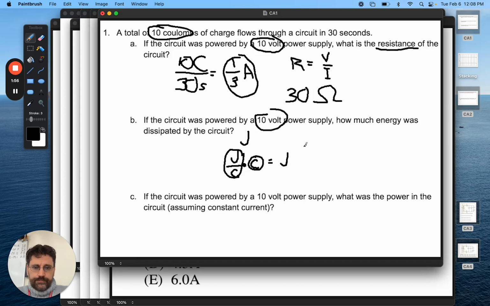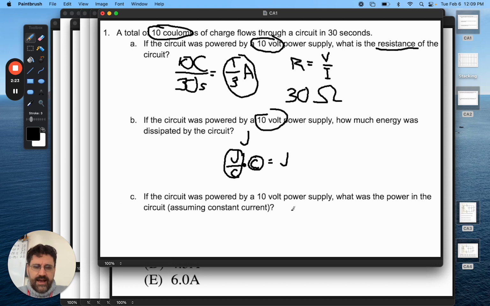And then part C, if the circuit was powered using a 10-volt power supply, what was the power in the circuit? So there's a bunch of different ways you can find this. You have to know that power is joules per second, or watts if you prefer. You can find it by doing V times I. You can do it by doing I squared R or V squared over R.